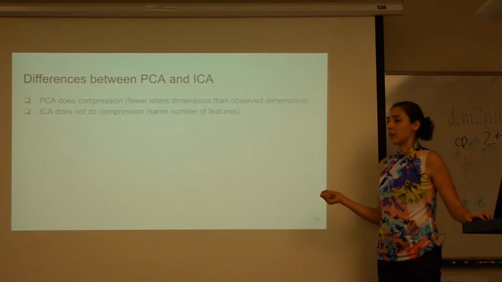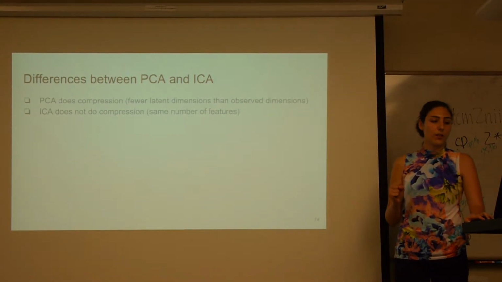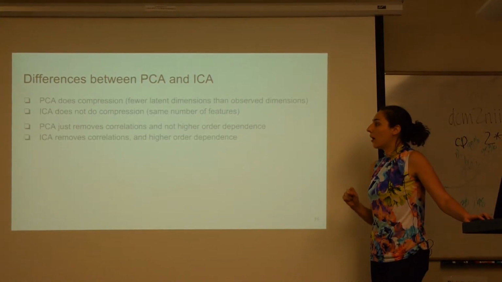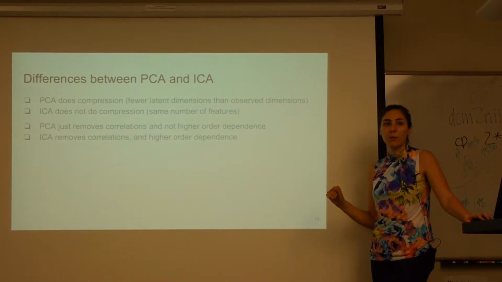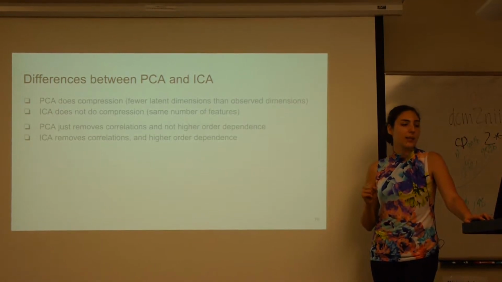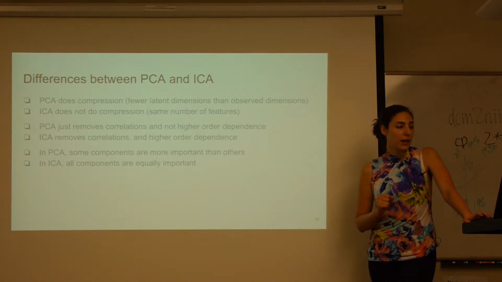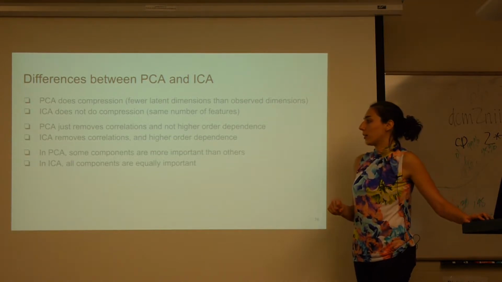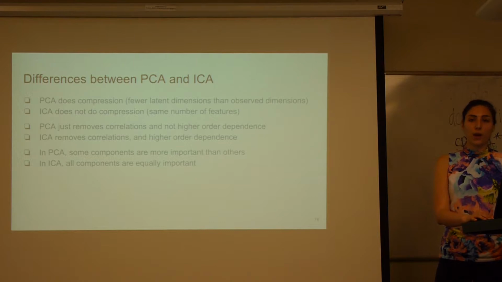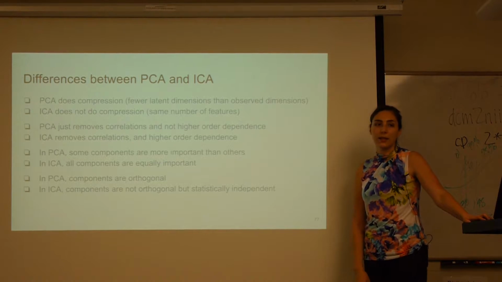And then the differences between PCA and ICA. Again, PCA does compression, where ICA does not. So it outputs the same number of features as we've inputted. PCA removes correlations, but not higher order dependence between features. And ICA removes correlations and higher order dependence. PCA has some components that are more important than others, so the first one explains the most variance, while ICA does not. And in PCA, the components are orthogonal, whereas in ICA, they're statistically independent.